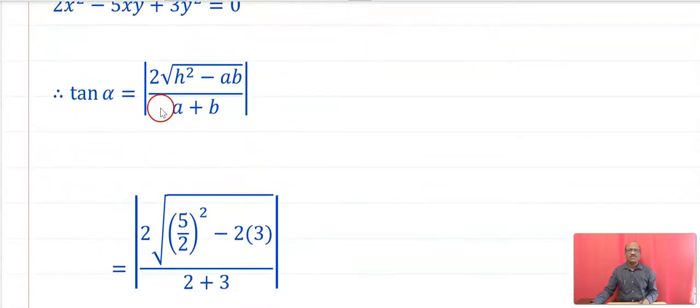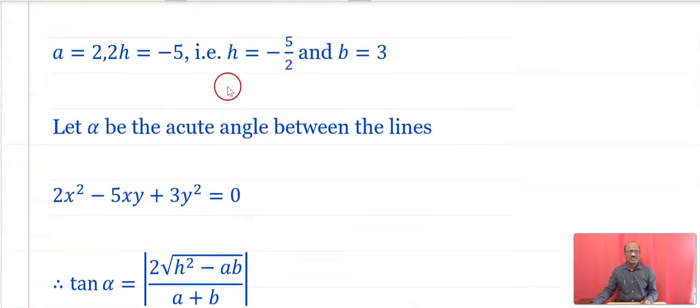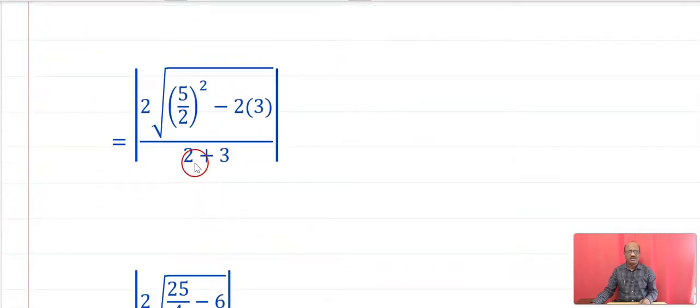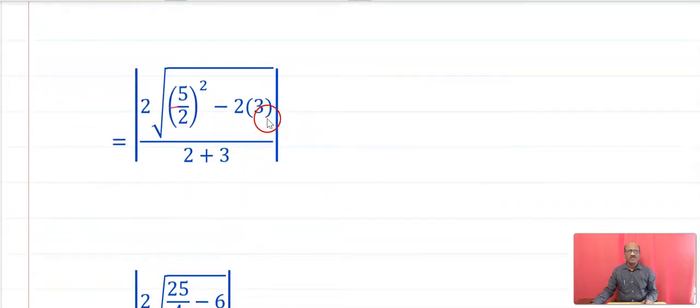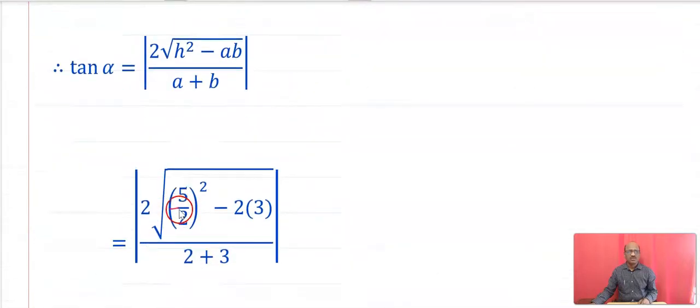Therefore, tan alpha is equal to 2 root of h square minus ab upon a plus b. Substitute the value of h, which is minus 5 by 2. Here, for h, I will write minus 5 by 2. Then ab: the value of a is 2 and b is 3, that is 2 into 3 upon 2 plus 3.